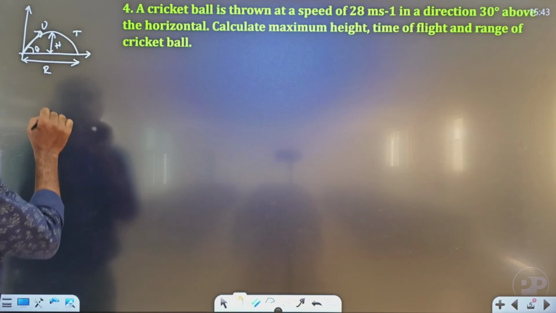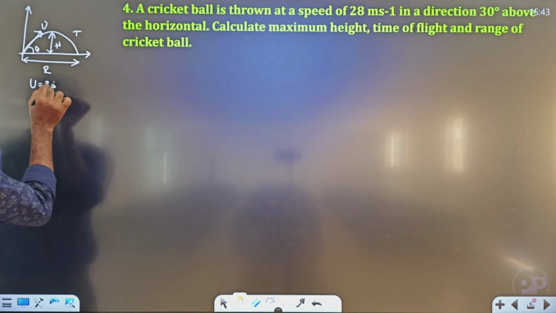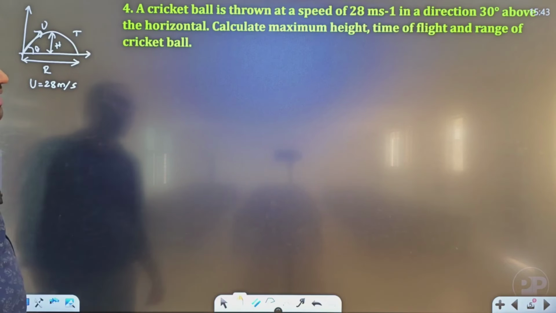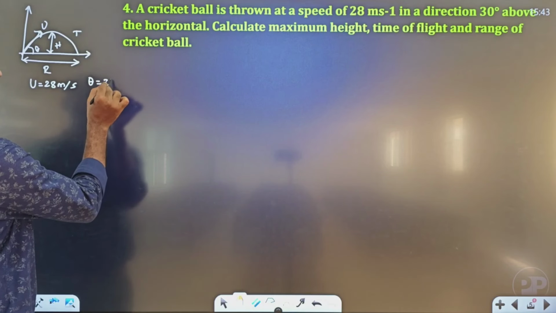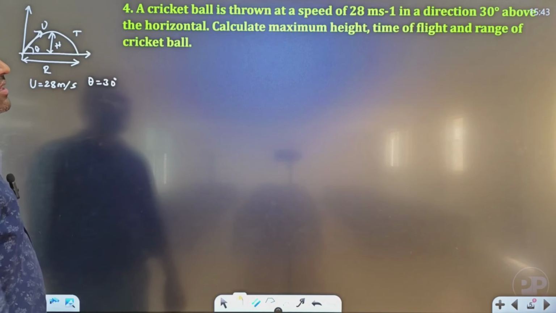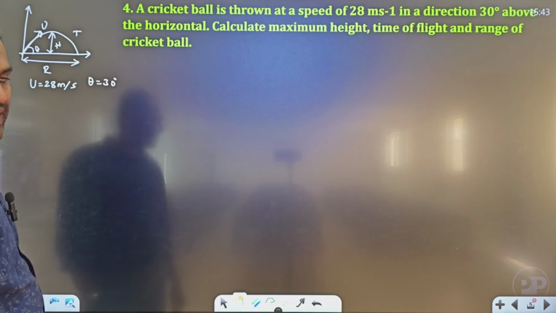Okay, what all things are given? U is given. U is 28 meter per second. The angle of projection theta is 30 degree. Correct? These many things are given. They are asking us to calculate maximum height, time of flight and range.